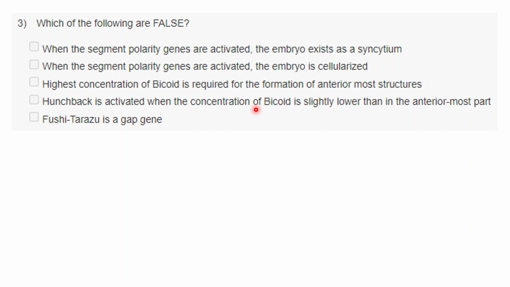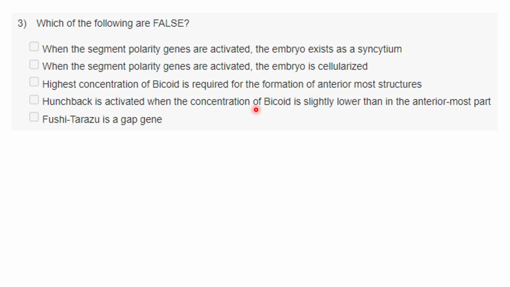Okay, I see your chat box, Simantini. One of them will be option 1. You say, when the segment polarity genes are activated, the embryo exists as a syncytium. Okay, I'm not sure about the other. Fine, it's fine. Good job.